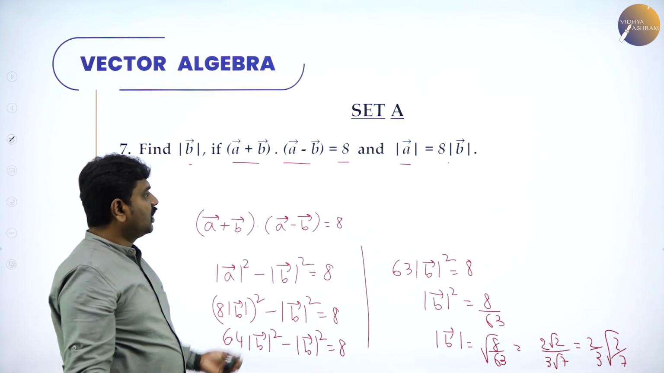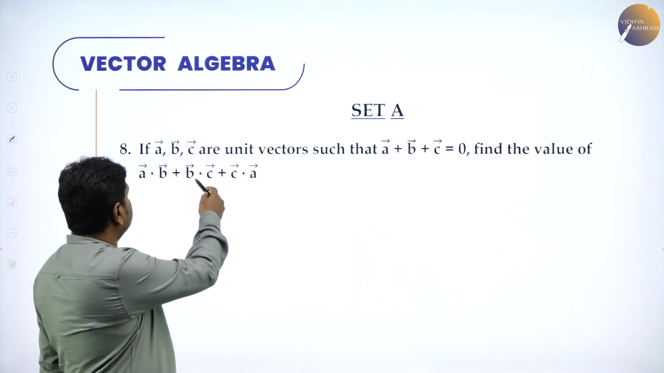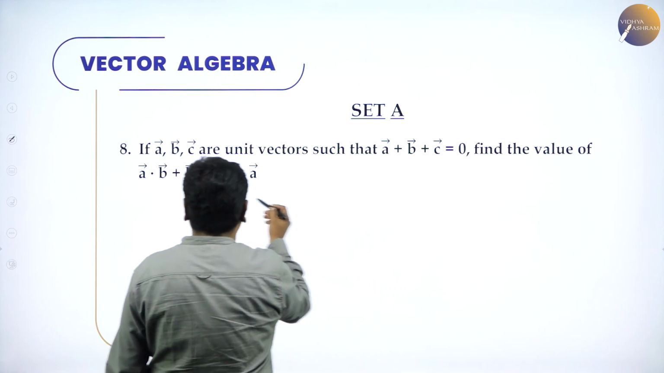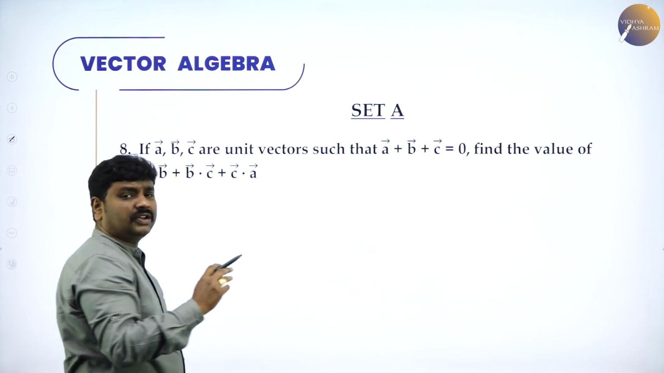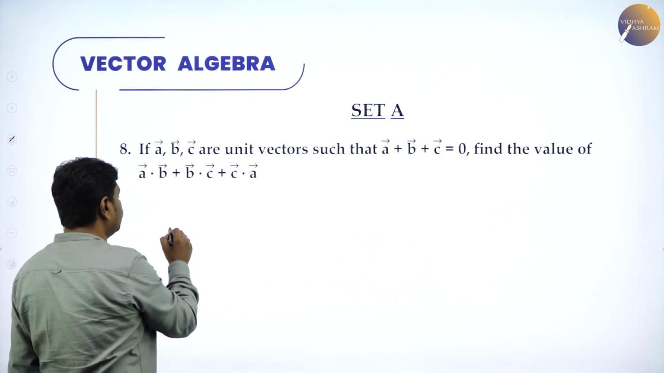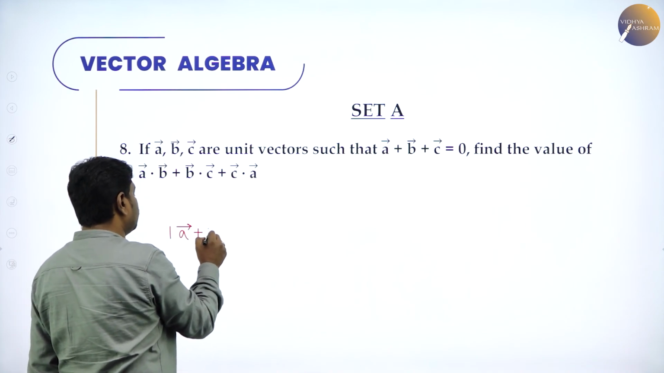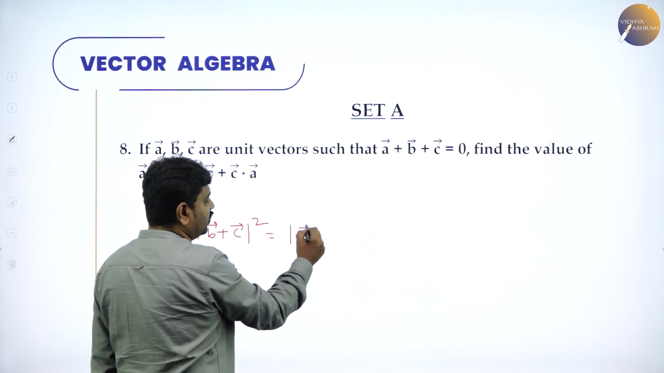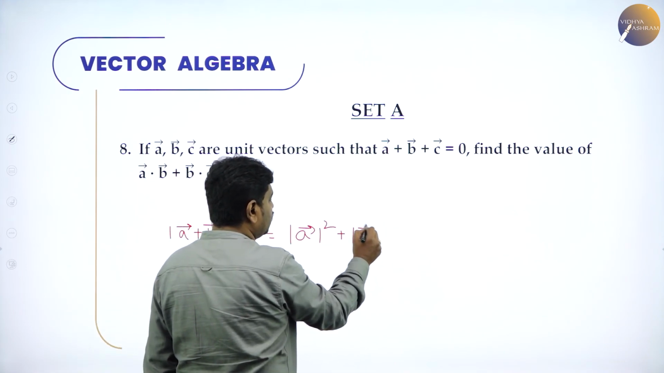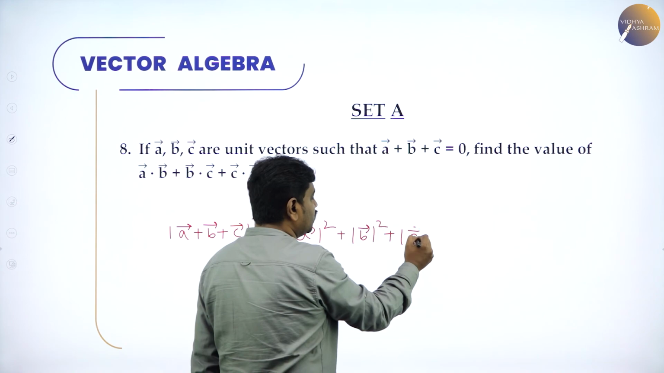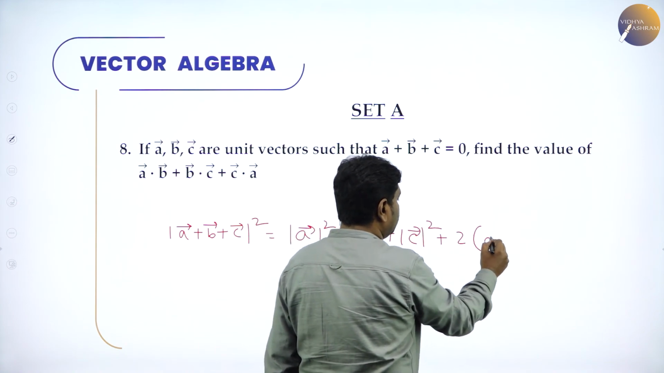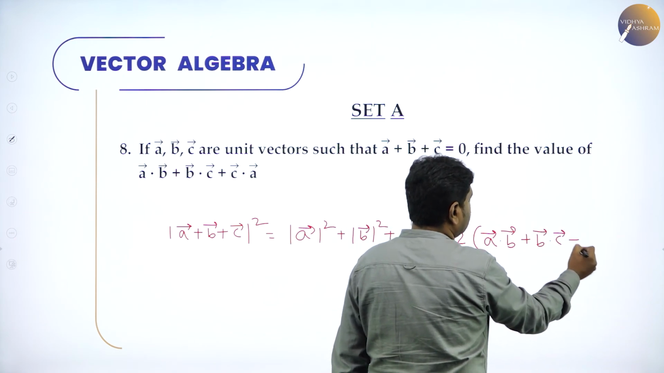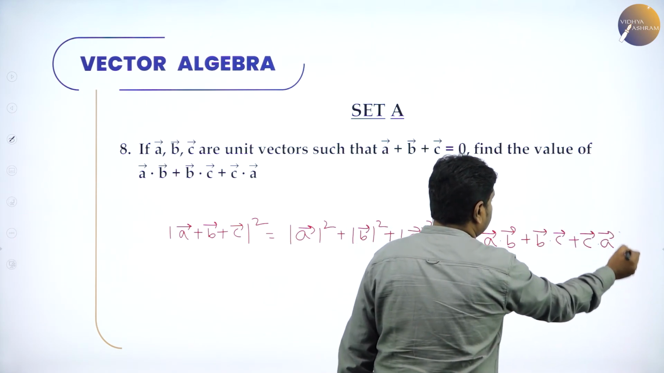Magnitude relation. Or you can expect for 3 marks, a, b, c are unit vectors, a plus b plus c is 0. Find the value of a.b plus b.c plus c.a. This is also a magnitude relation. Directly use magnitude of (a plus b plus c) whole square, that is magnitude a square plus magnitude b square plus magnitude c square plus 2 times (a.b plus b.c plus c.a). Now substitute the values and get the answer.